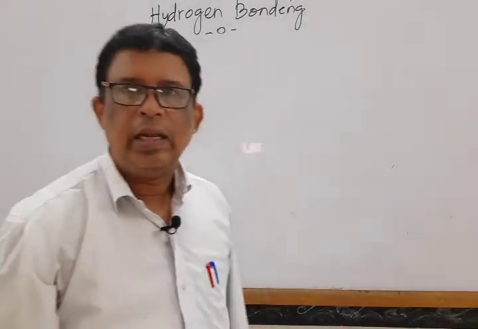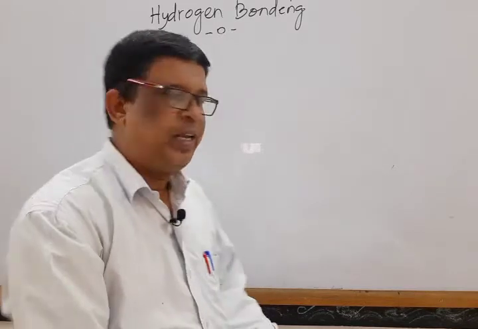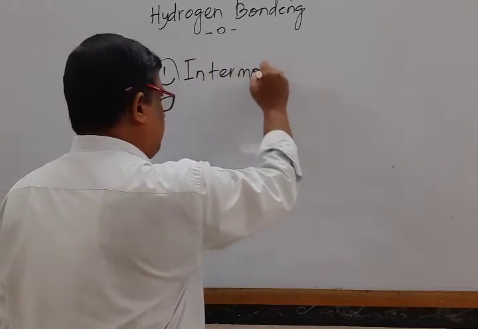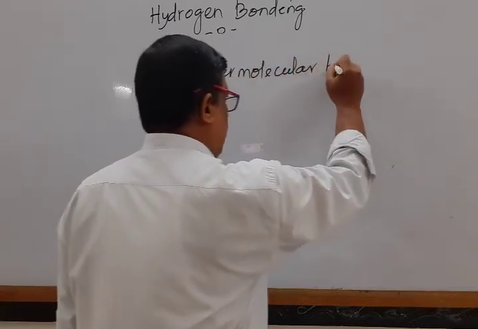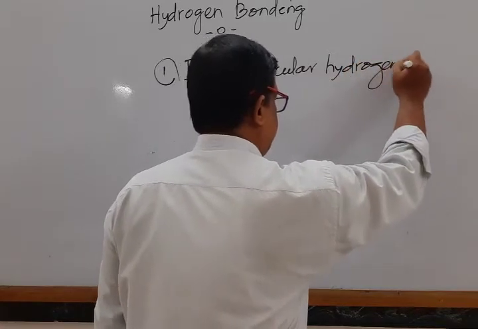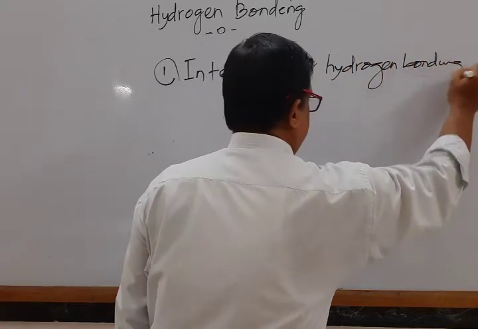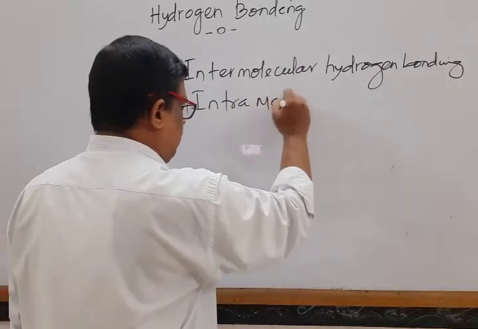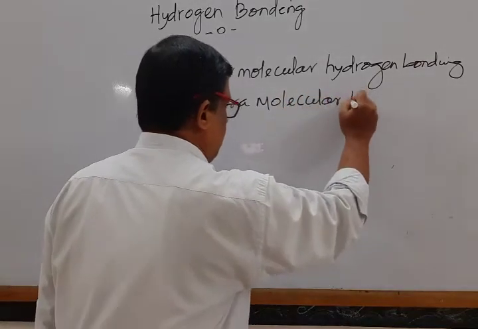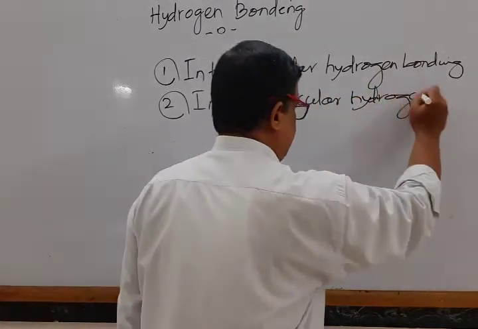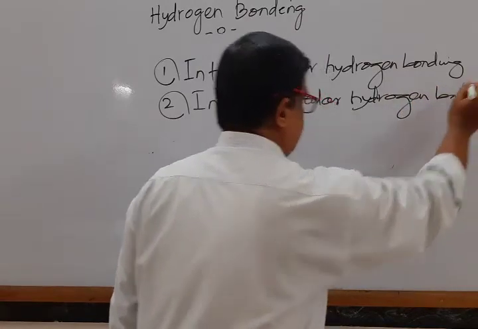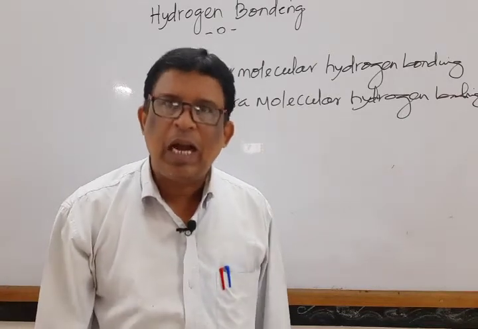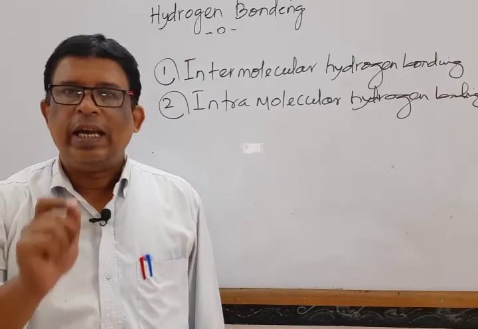There are generally two types of hydrogen bonding. One is, mark that, intermolecular hydrogen bonding, and point two is intramolecular hydrogen bonding. One is intermolecular hydrogen bonding, while another one is intramolecular.